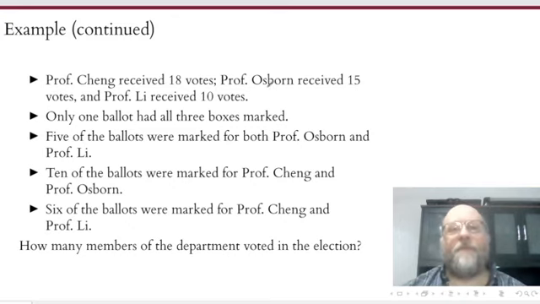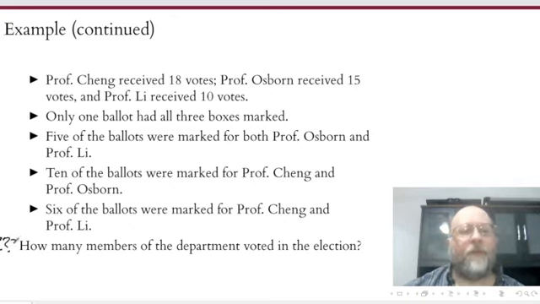Chung received 18 votes. Osborne received 15 votes. Lee received 10 votes. 1 ballot had all 3 boxes marked. 5 were marked for Osborne and Lee. 10 were marked for Chung and Osborne. 6 were marked for Chung and Lee. How many members of the department voted in the election? So this is our question.